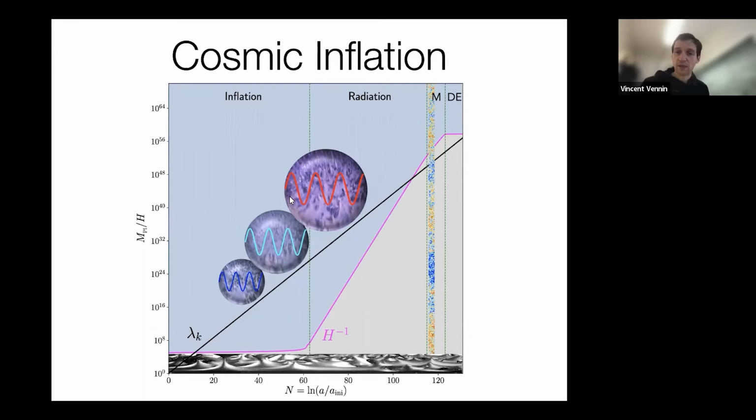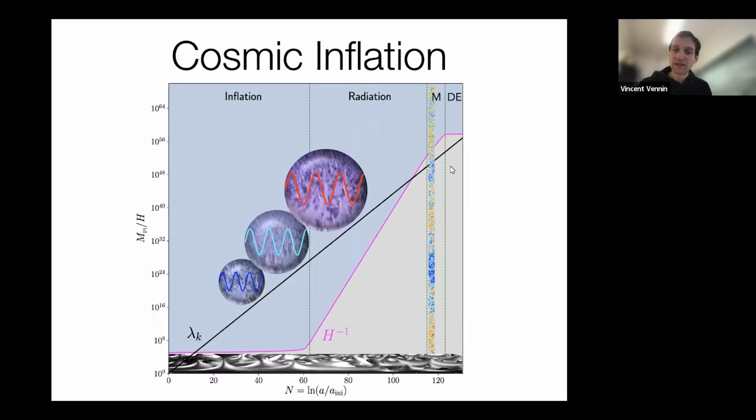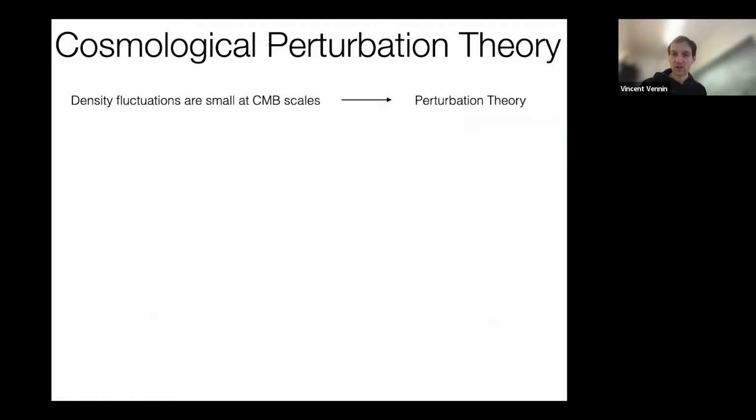And those quantum particles end up providing the seeds for the fluctuations that we see either in the cosmic microwave background. Here is a map of the temperature anisotropies taken by the Planck satellite, or indeed in the large-scale structure of the universe at later time. So by observing those, we can infer some information about the physical processes that occur during inflation.